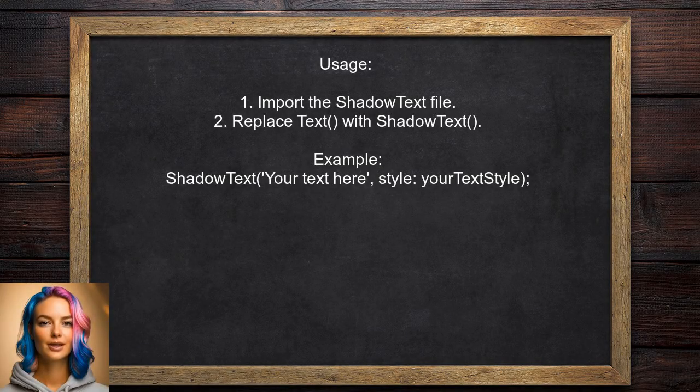To use this ShadowText widget, simply import the file and replace your Text widget with ShadowText. This allows you to easily add shadows to your text while maintaining control over its appearance.